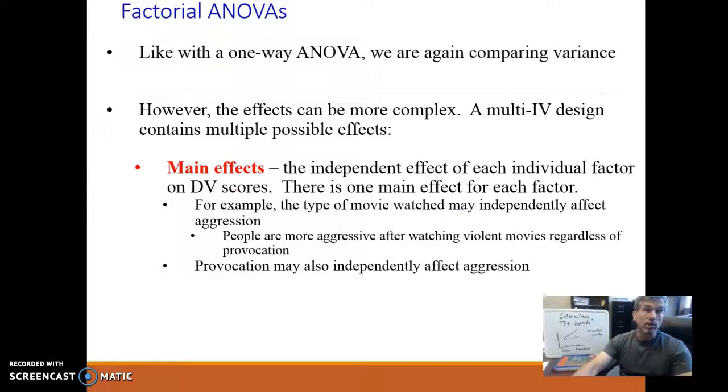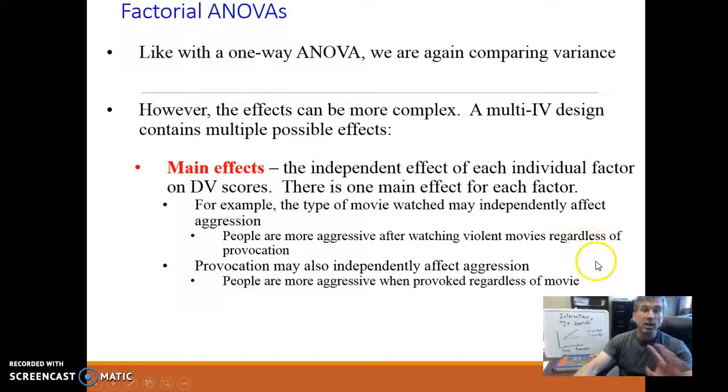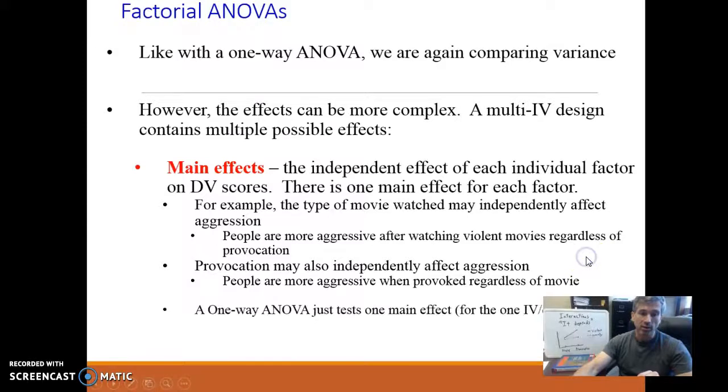We also would calculate a main effect for the second factor, provocation, in this case. So provocation might also independently affect aggression, meaning people are more aggressive after being provoked no matter what movie they watch. They're just always higher in aggression when they've been provoked than when they've been praised. So that's an independent, isolated effect for provocation. It doesn't matter what movie you watched. If you're provoked, you're more aggressive than if you're praised. So these are 2 separate main effects, one for the type of movie, one for provocation. Each one would get its own F ratio and its own hypothesis test, which may or may not be significant.